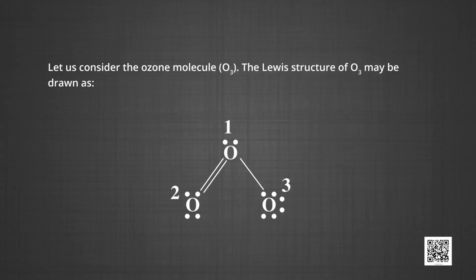Let us consider the ozone molecule, that is O3. The Lewis structure of O3 may be drawn as you can see on the screen. The atoms have been numbered as 1, 2 and 3. The formal charge on the central oxygen atom, marked as 1, equals 6 minus 2 minus 1 by 2 of 6, which comes to be plus 1.